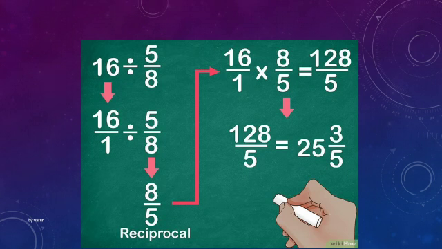See another example, 16 divided by 5 by 8. What will we have to do first? We have to again change the whole number into a fraction, that is equal to 16 by 1, and we have to change the division sign, and for that we have to change the fraction 5 by 8, and we get 8 by 5, that is the reciprocal of 5 by 8. Then we can write down 16 by 1 into 8 by 5 equals 128 by 5, that is equal to 25 whole 3 by 5.